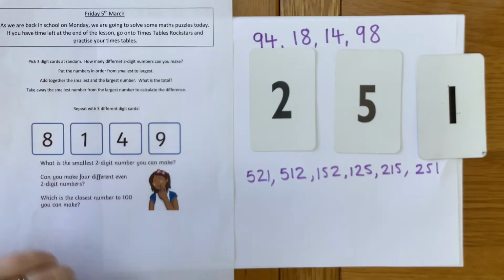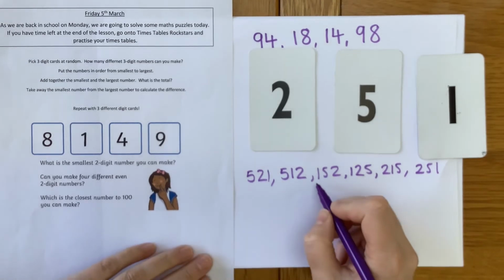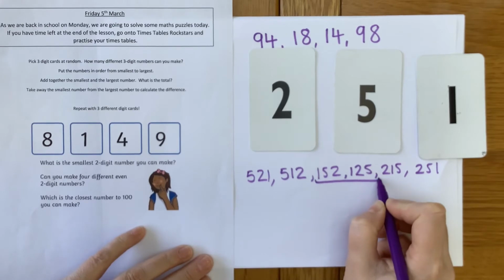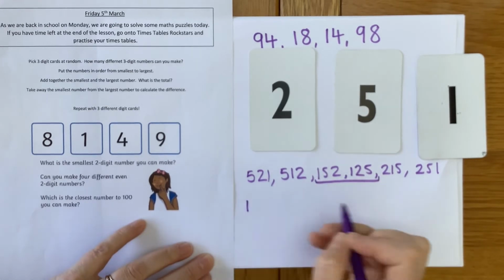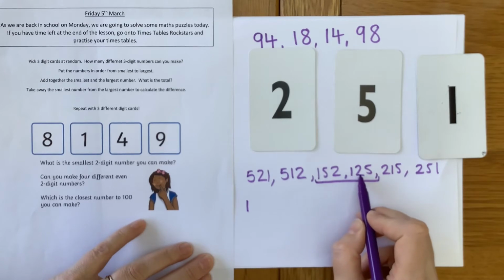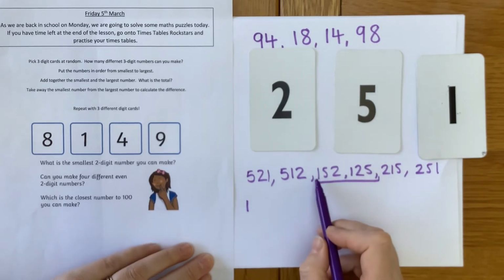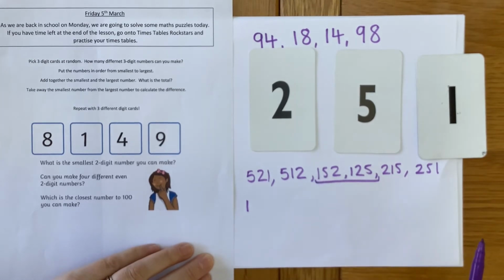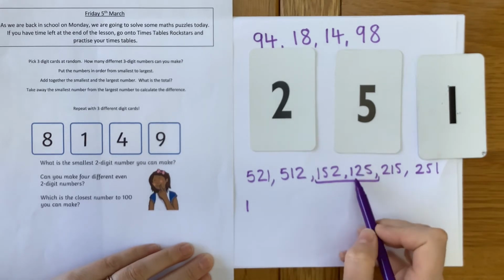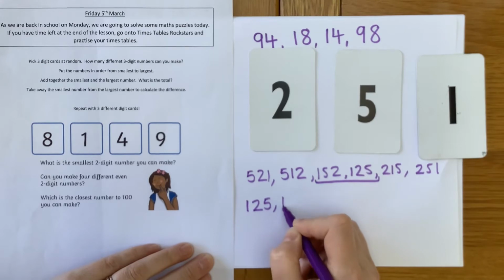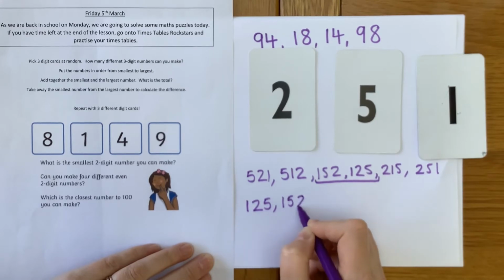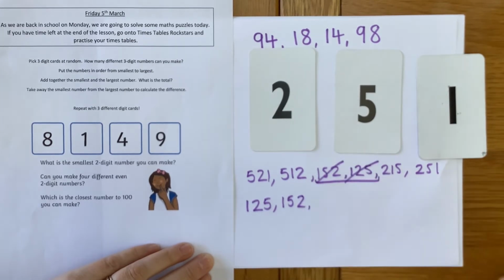So I know that when you look at the size of numbers, you need to look at the hundreds first if we're doing 3 digits. So it's going to be these 2 which are going to come first because they've only got 100. So we've got 100 and 2 10s in that number, 100 and 5 10s in that number. So this one is going to be smallest. So we've got 125, 152, and I'm going to cross them out as I go.